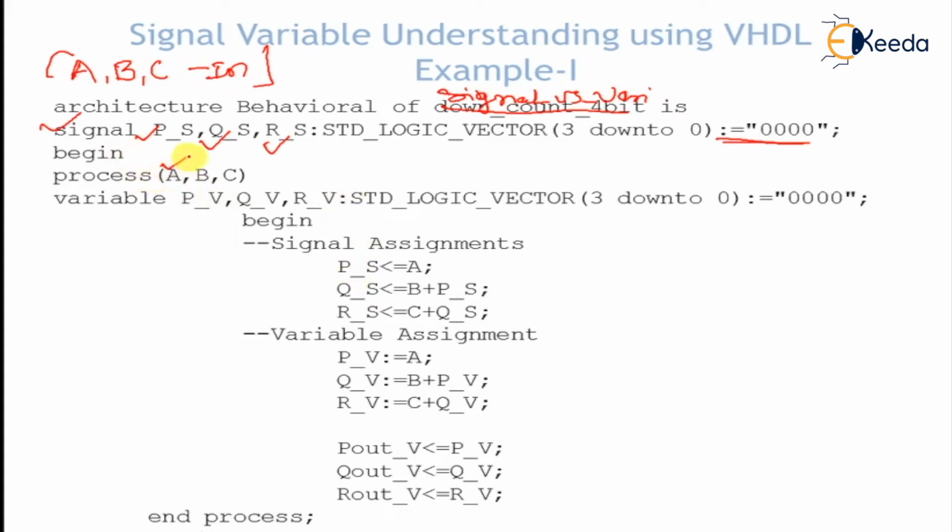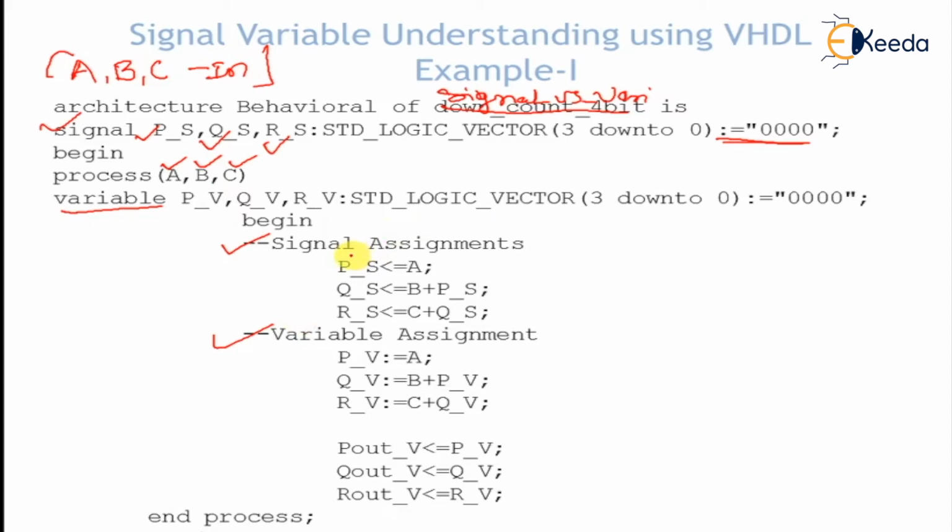So here the entity signals we are keeping A, B, C. Then variables also we are declaring: variable P_V, Q_V, R_V, std_logic_vector 3 down to 0. Now begin. Now in the assignment, we are doing two types of assignment. One is signal, the other one is variable, and we'll try to find out the difference between them. Okay, so let us start.